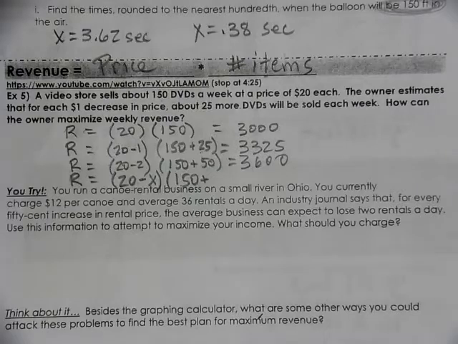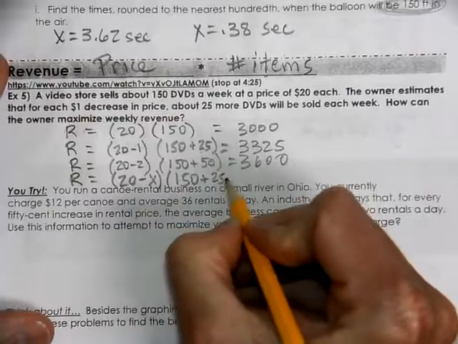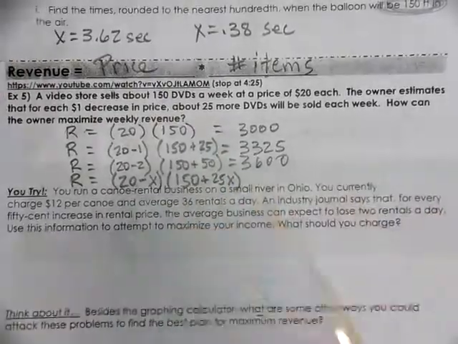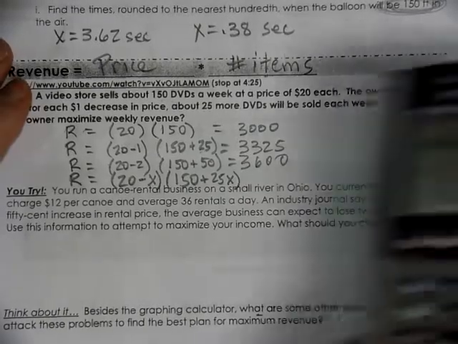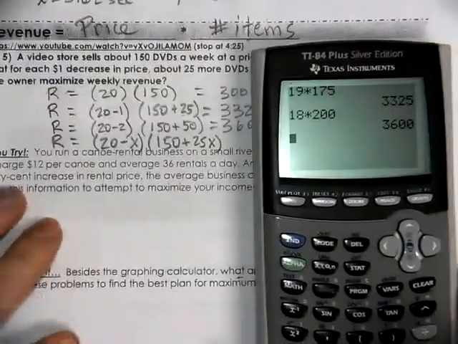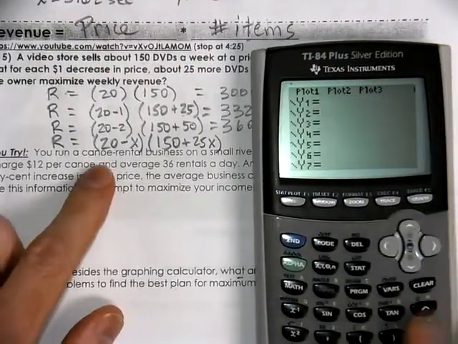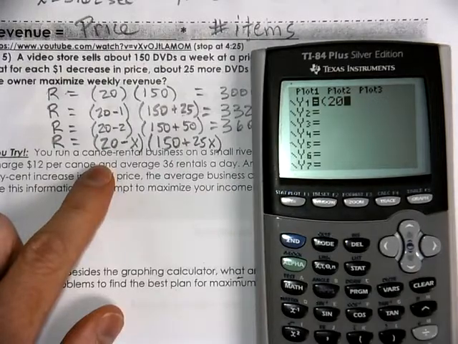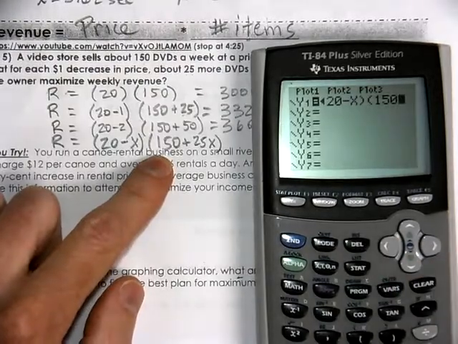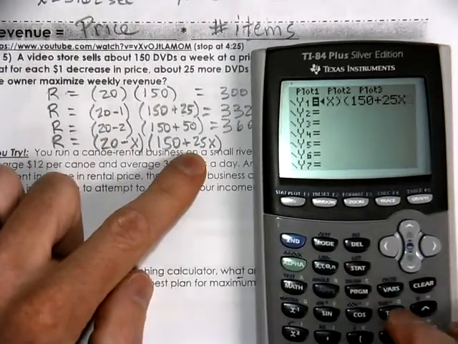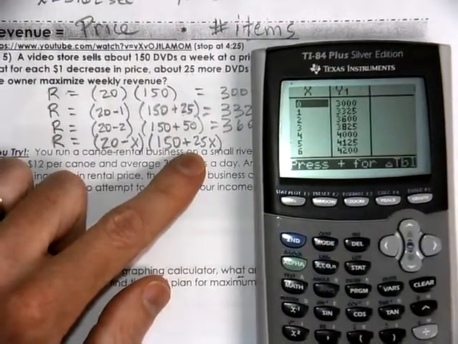You're also going to sell 150 DVDs plus 25 extra ones for every dollar you drop, for every X that occurs. We can now bring that into our calculator and say 20 minus X and 150 plus 25X. And we can go to our table.